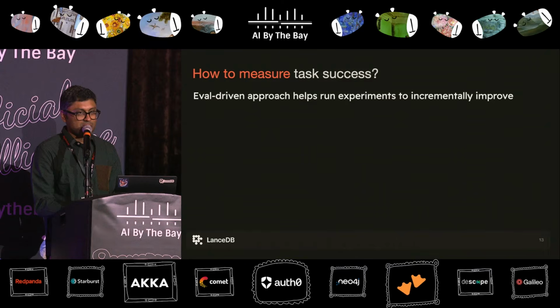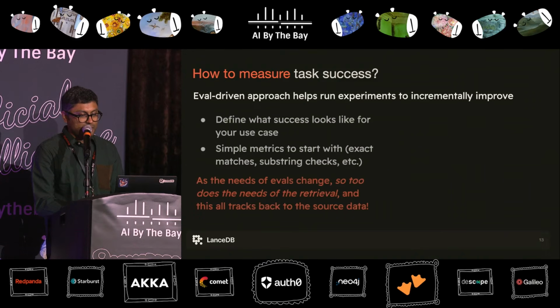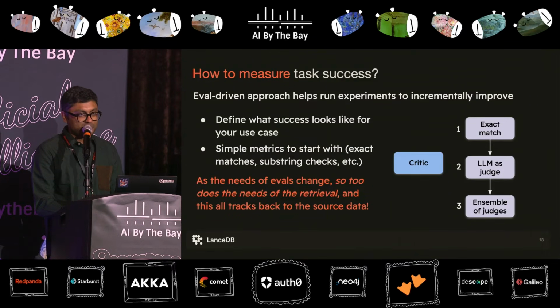One point to note about measuring the outcome or the success of an agent pipeline. An eval-driven approach is definitely recommended to help run experiments that incrementally improve the results. So you can imagine that success looks like a certain way depending on what you're trying to do for your task. For question answering, you might look for things like exact matches or substring matches. So you would start with a simplistic criteria that way, but then as the requirements get more subjective and it's hard to quantify the output, you use LLM as a judge or an ensemble of judges to compute metrics that gauge success on the task.